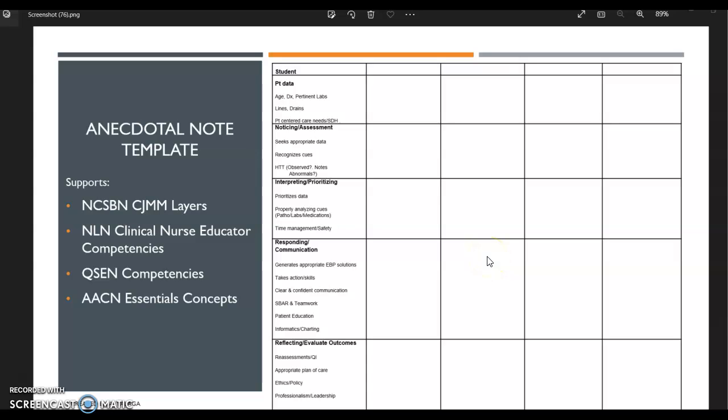The NLN Clinical Nurse Educator Competencies asks that all clinical instructors be competent in effective assessment and evaluation strategies. This particular template also includes the QSEN competencies of patient-centered care, teamwork, evidence-based practice, safety, and informatics, and the 10 new domains in the AACN Essentials concepts.